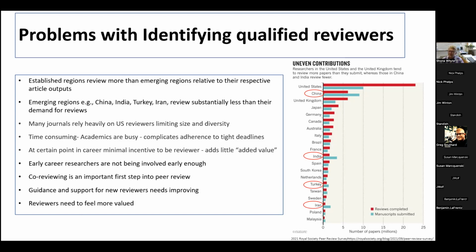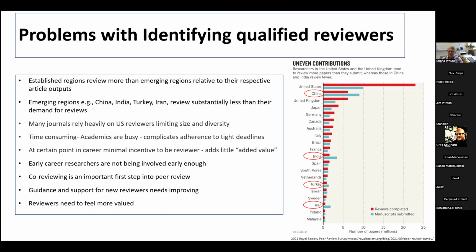Another reason is that it's time consuming. Academics are busy. They have difficulty adhering to the tight deadlines. And at a certain point in an academic's career, what's the point in doing it? It doesn't add any value to their career in the sense of advancement, and they probably have many other things on their plate, and so this generally falls off the plate, not because they don't want to do it, but just generally because they don't have time.